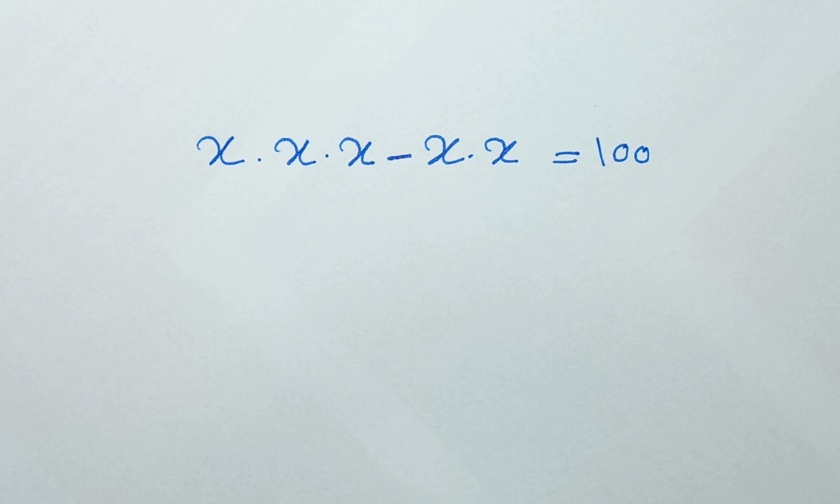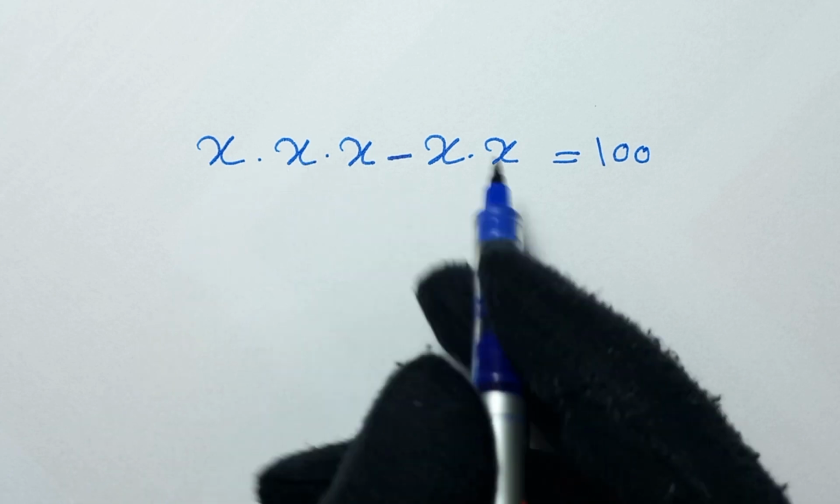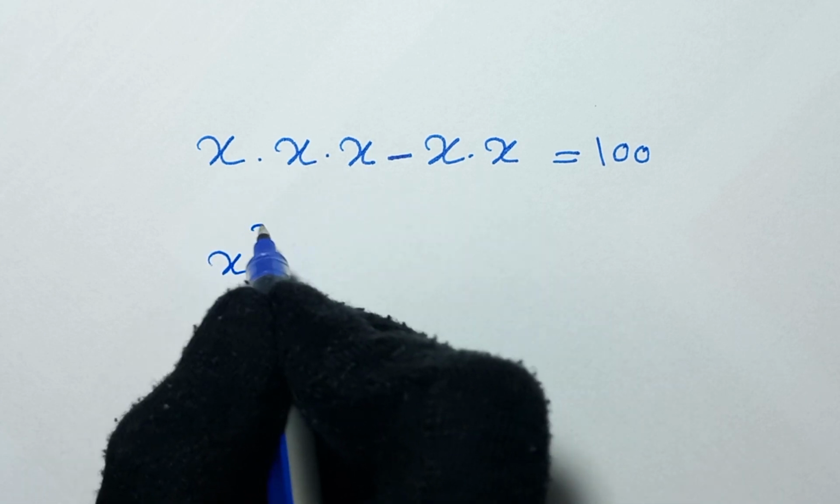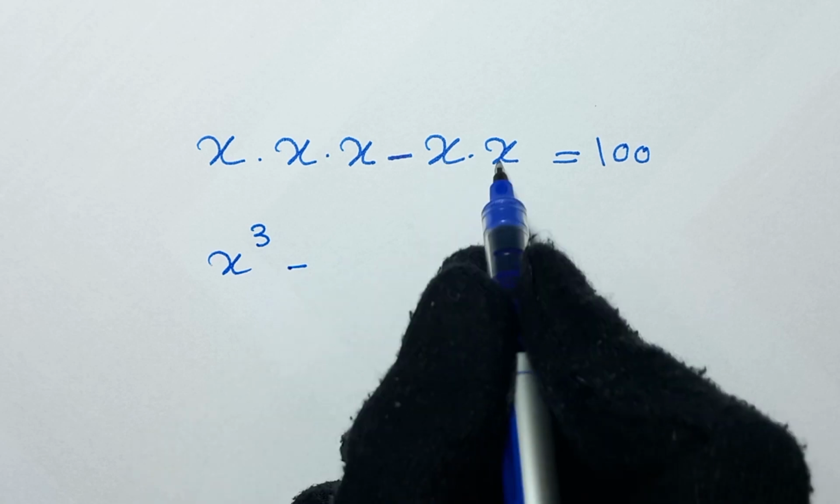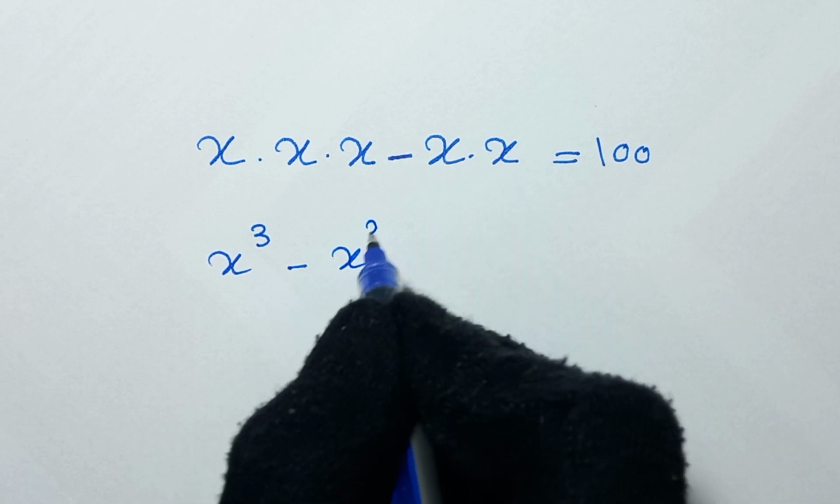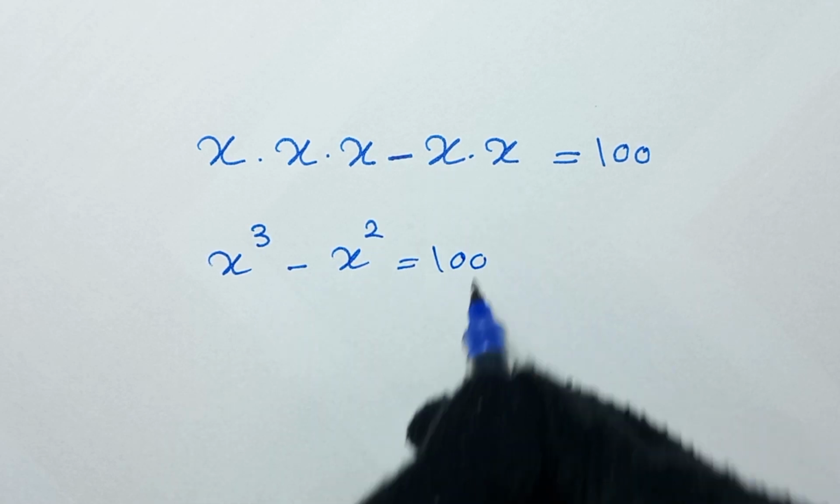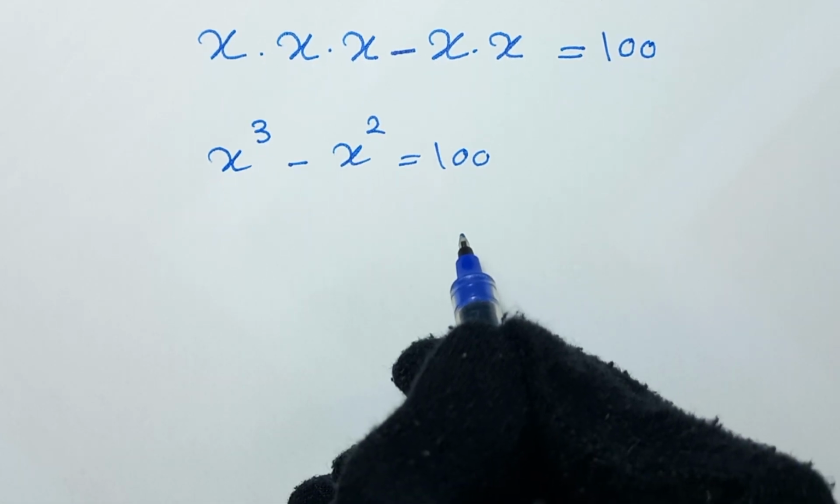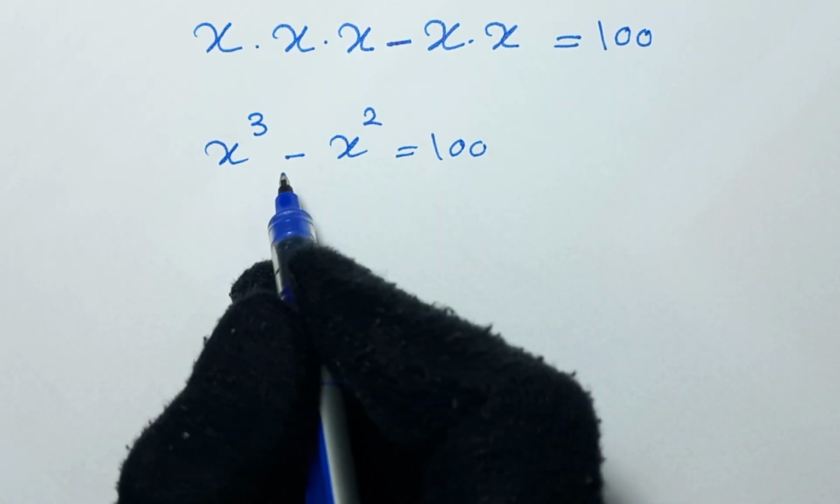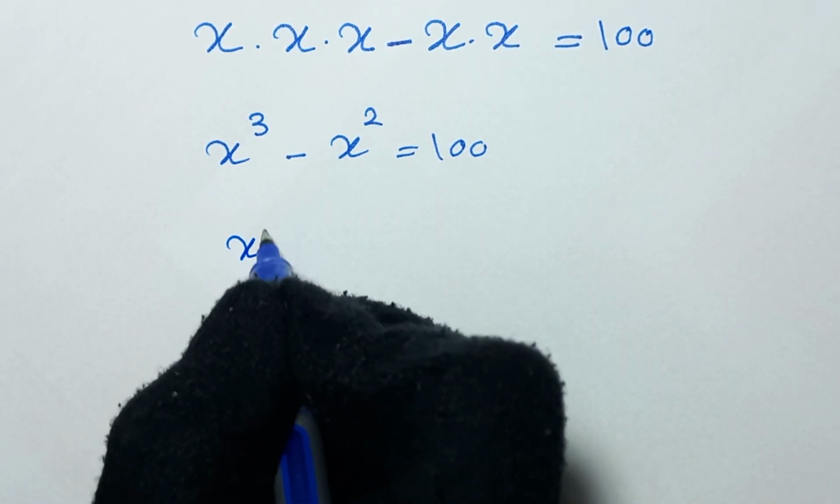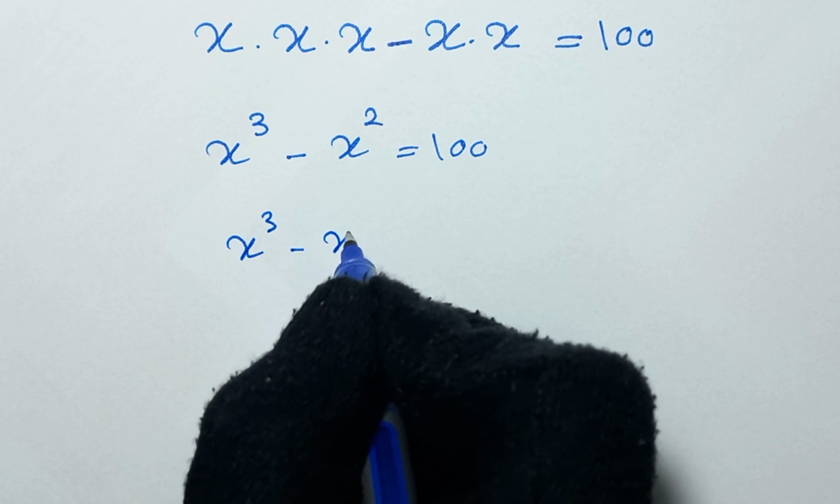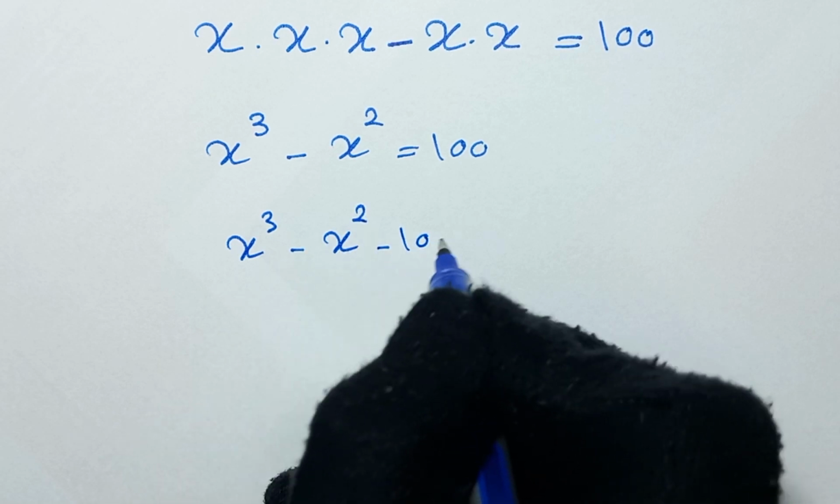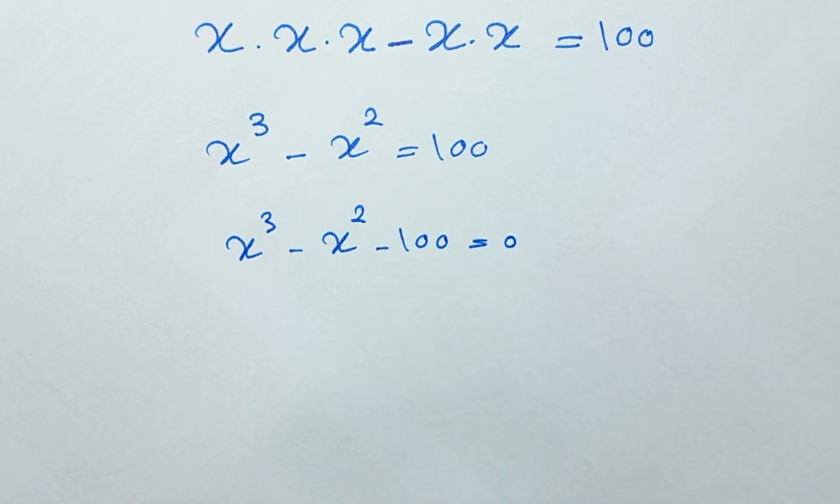In the first step, x times x times x will be x cubed, and minus x times x will be x squared, is equal to 100. In the next step, we take this 100 to this side, so it will be x cubed minus x squared minus 100 is equal to 0.